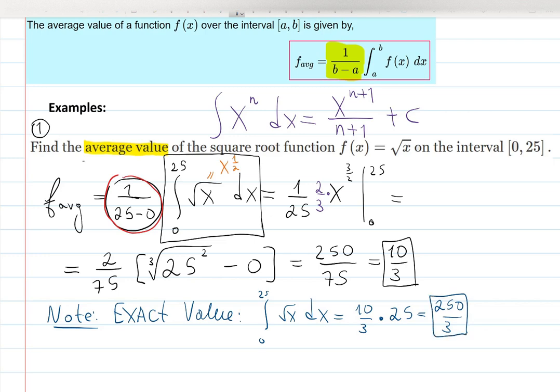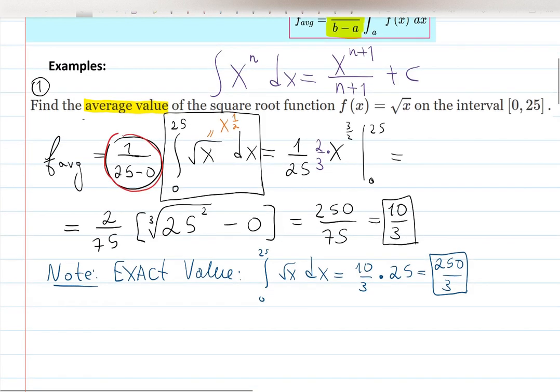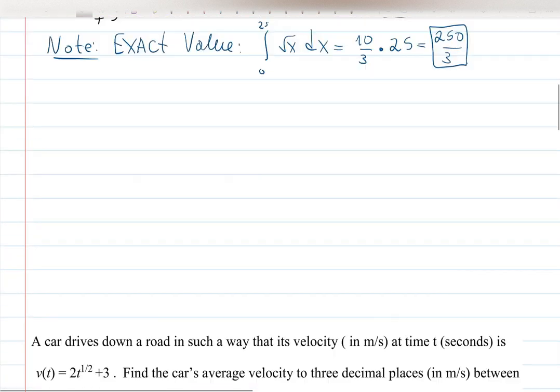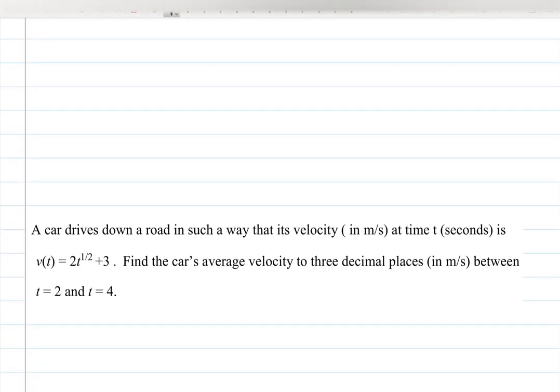So that means that the area was changing, and this is my total area below the graph of square root of x, 250 over 3. But the average is 10 over 3. Very interesting idea over here. From 0 to 25.